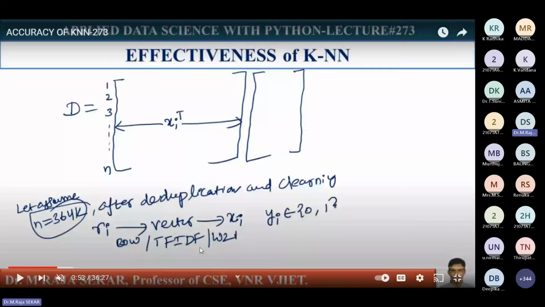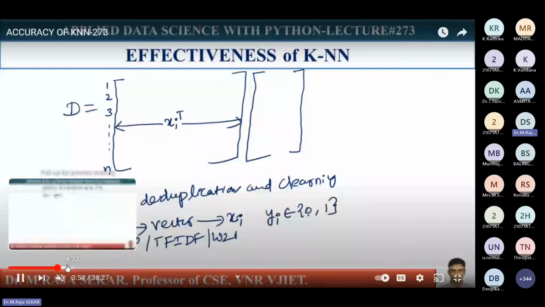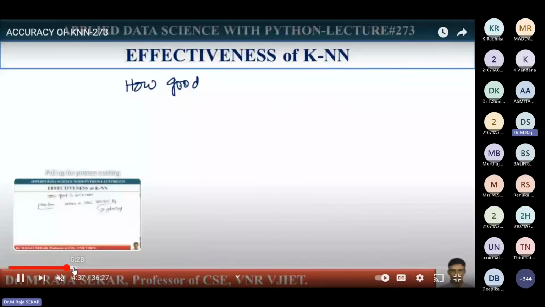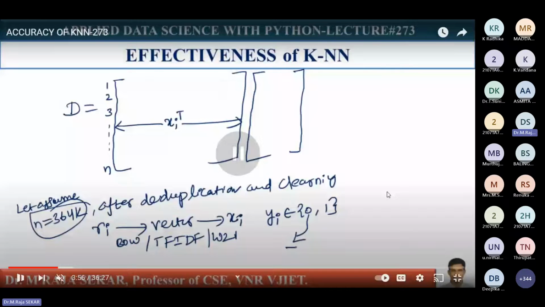But just understand, I have a review. I'm converting that review into a vector by using NLP techniques like BOW, TF-IDF, word to vec. Now I'm getting Xi. This is not a new thing, which we already discussed, isn't it? Actually, what is your Yi? Yi belongs to {0, 1}. This is data matrix D equal to i from 1 to n, n rows, Xi transpose. Here you have Yi, isn't it?